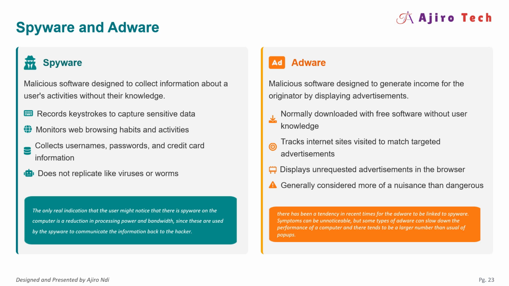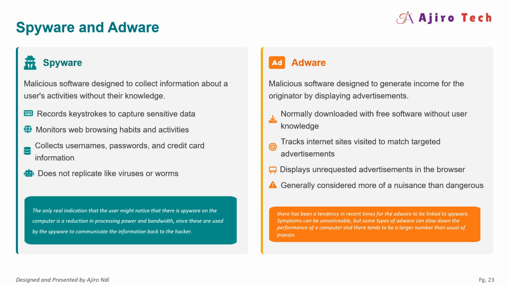Hacker. What's adware? It's malicious software designed to generate income for the originator by displaying adverts. That's what adware does. It's just to generate ads. It's normally downloaded with free software without users' knowledge. So when you try to download free software, most times there are a lot of ads, and you have to be careful, right? You have to be careful with all those free software, right?